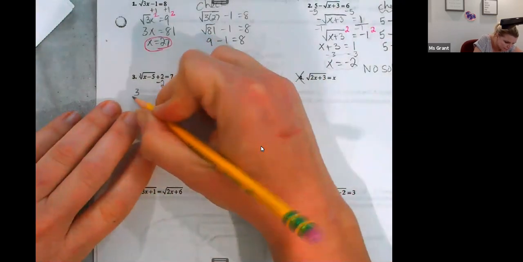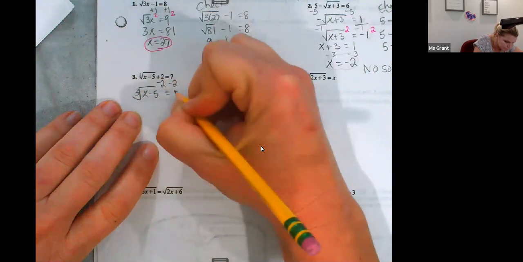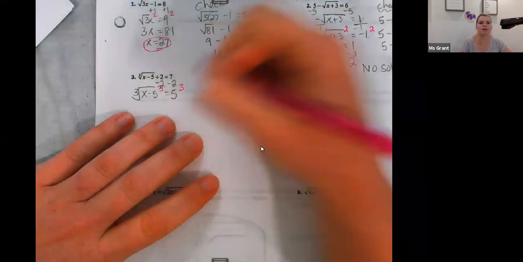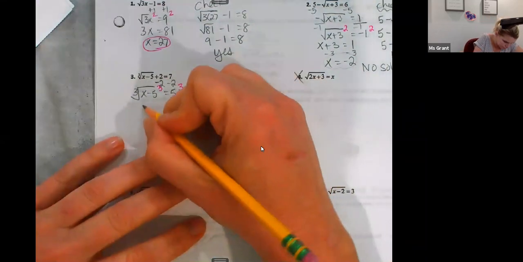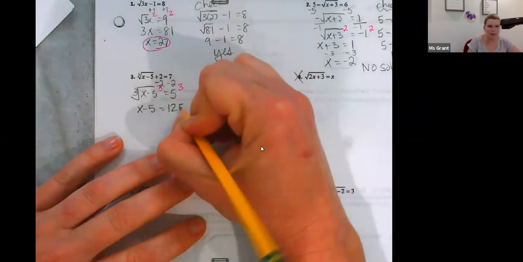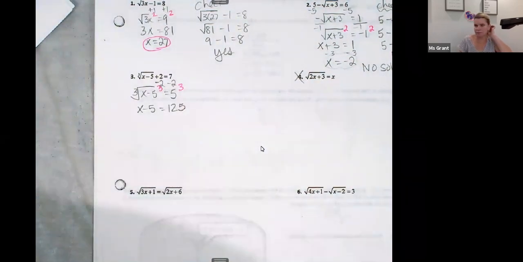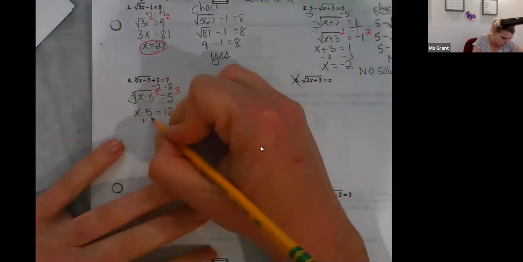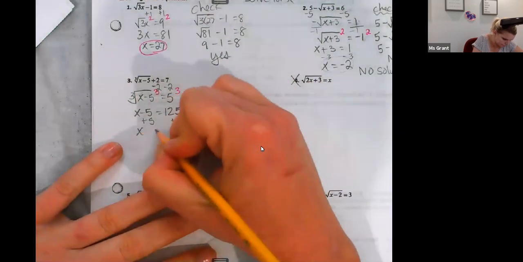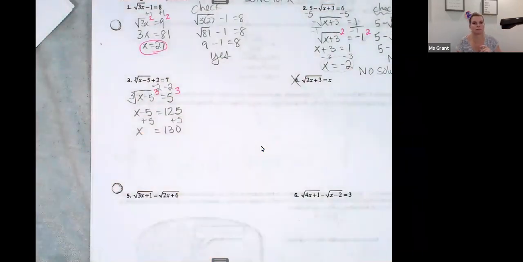On number 3, it's a cube root, but you first have to subtract 2 from both sides. So I have to cube both sides to cancel. X minus 5 equals 125. Solve for X. X equals 130.